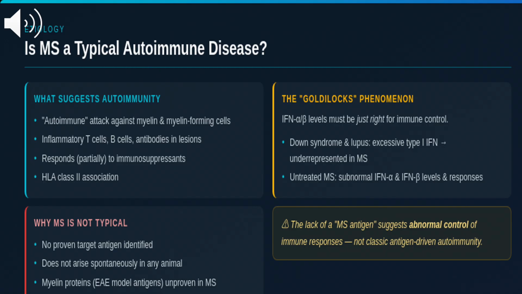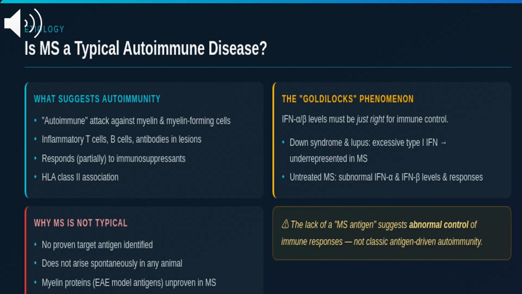However, and this is where MS breaks from the autoimmune mold, there is no proven target antigen. This is not for lack of trying. Decades of intensive research have failed to identify an MS-specific autoantigen. The myelin proteins that so beautifully generate experimental allergic encephalomyelitis, or EAE, the animal model, have never been proven as causative in human MS. Furthermore, MS does not arise spontaneously in any animal. You cannot breed a mouse that develops MS. That alone sets it apart.